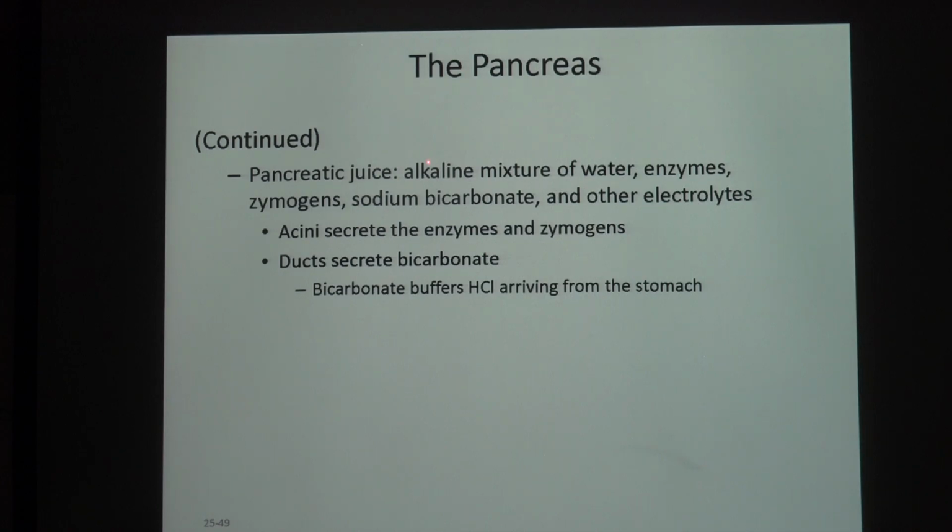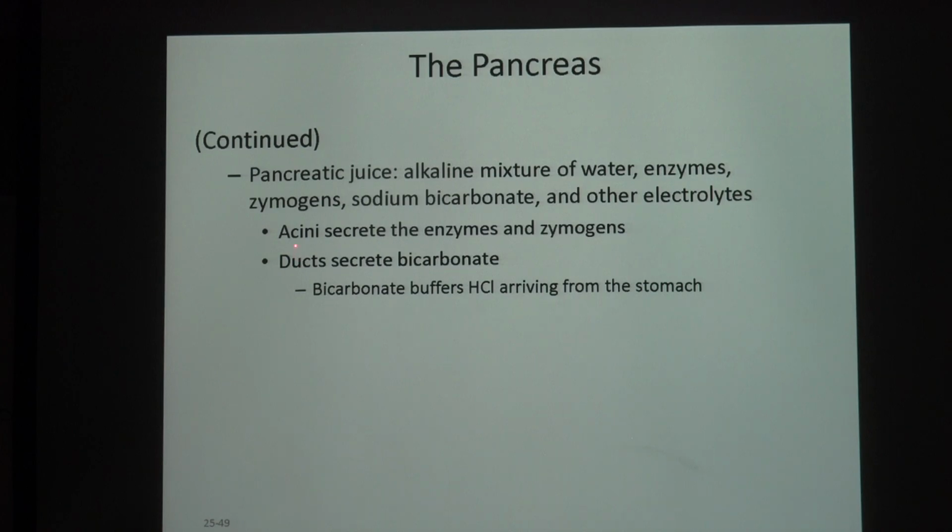Okay, so that alkaline mixture of water, enzymes, zymogens, sodium bicarb. Ooh, if you were in first semester, we talked about sodium bicarb. What is sodium bicarb, or where do I find it in my kitchen? Open it up and find the box of baking soda. That is what sodium bicarbonate is, and it's a fairly alkaline-based material. You'll also find a number of other electrolytes that are there.